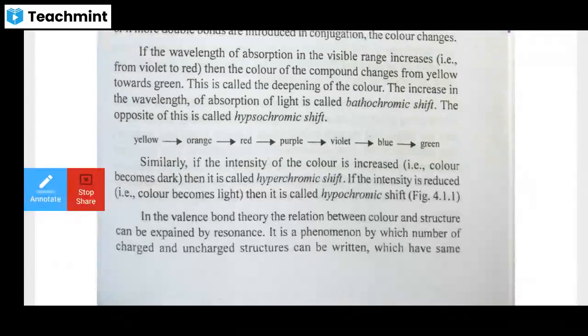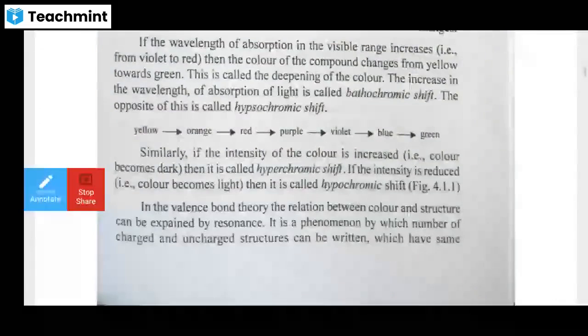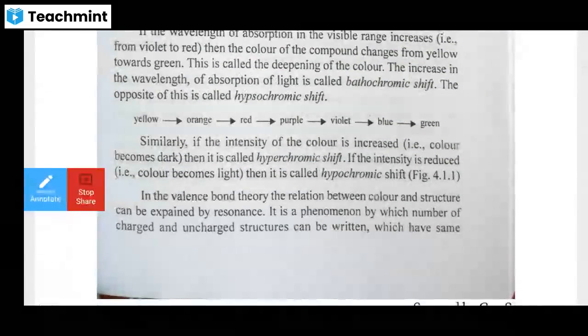So here, the increase in the wavelength of absorption of light is called a bathochromic shift, and the opposite of this is called a hypsochromic shift, means yellow, orange, red, purple, violet, blue, and green. When the wavelength increases, it moves toward the bathochromic shift, and when the wavelength decreases, it is called a hypsochromic shift.